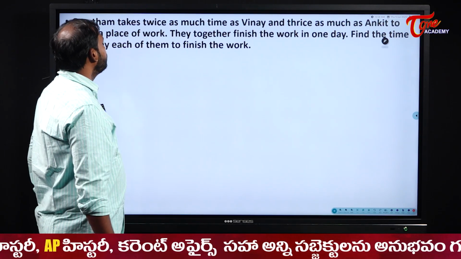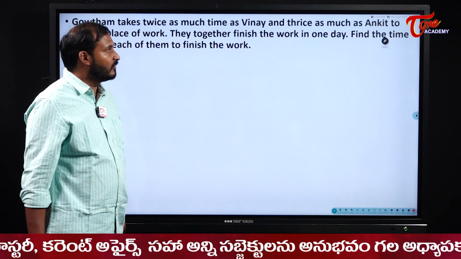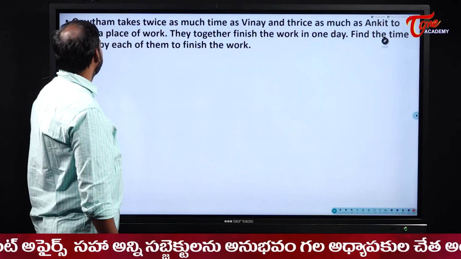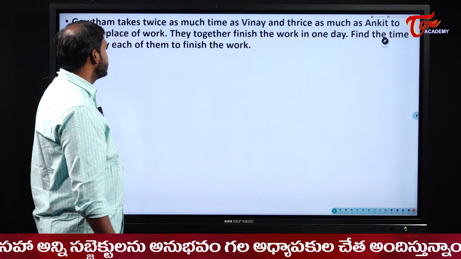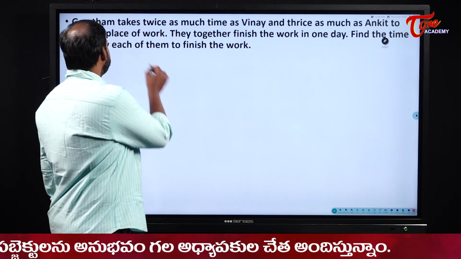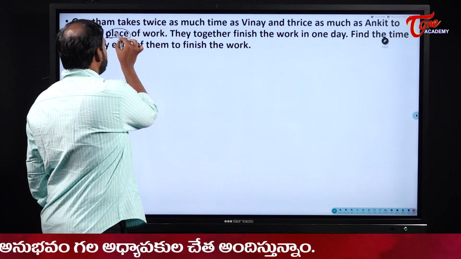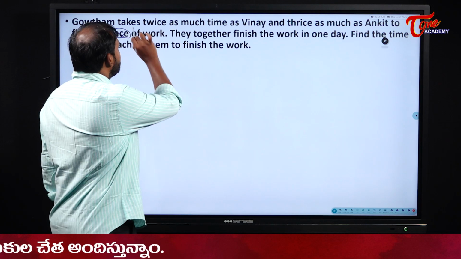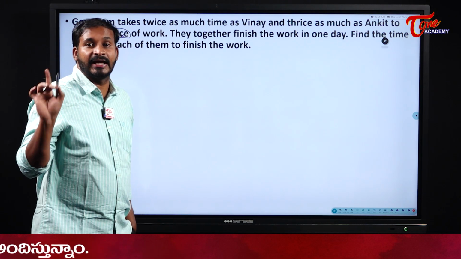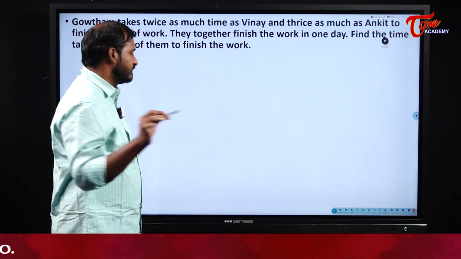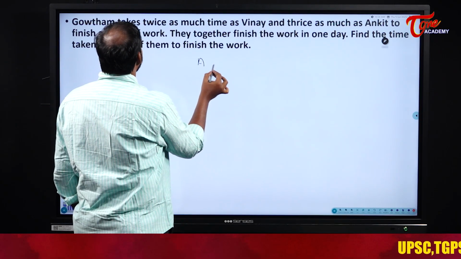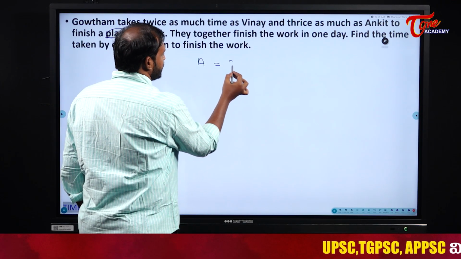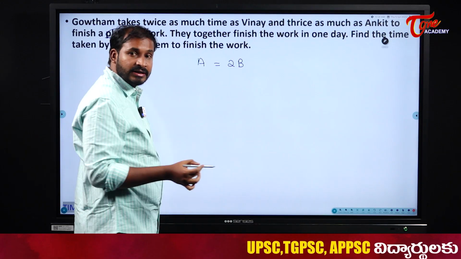Now, Gautam takes twice as much time as Vinay, and thrice as much time as Ankit, to finish a piece of work. Now see here. First of all, he is talking about the times. Gautam takes twice as much time as Vinay. This is what? Times relation.